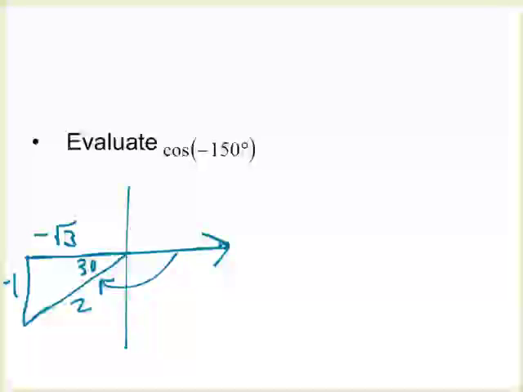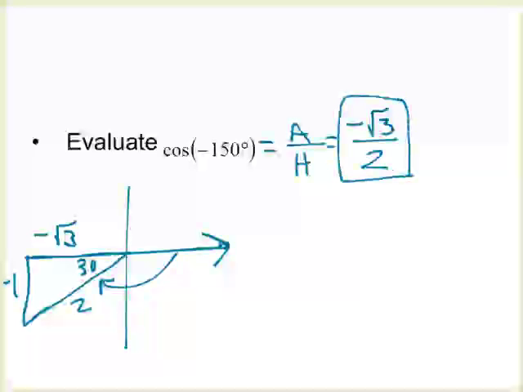So now we're ready to SOHCAHTOA. What's SOHCAHTOA for cosine? Adjacent over hypotenuse. What is adjacent to that reference angle? Negative square root of 3. And what's the hypotenuse? 2. And that's our answer. Questions?